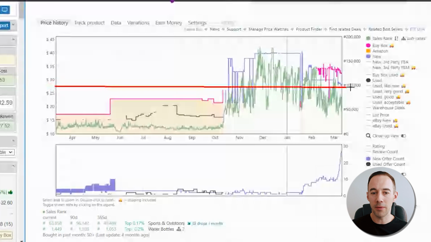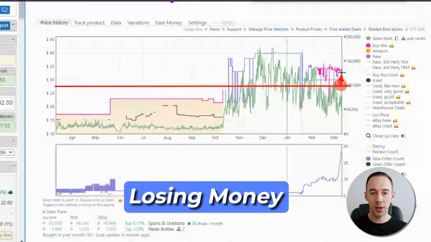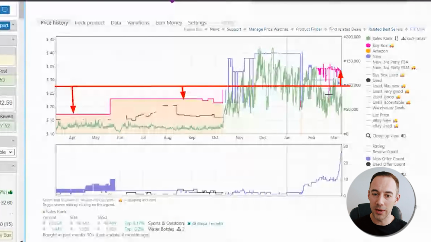So I'm going to say that's probably around here. And I'm going to say, well, actually right now it looks really good. But historically, I'm going to be losing money on this product. If Amazon come back on the listing, I am losing money. Remember, we did notice that Amazon came back on there. So that's going to be a worry.